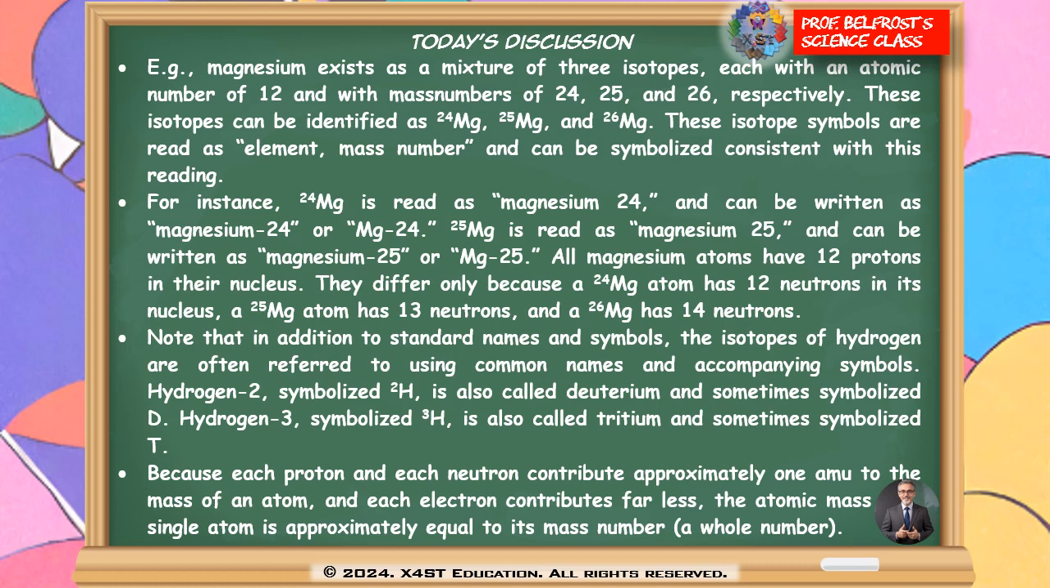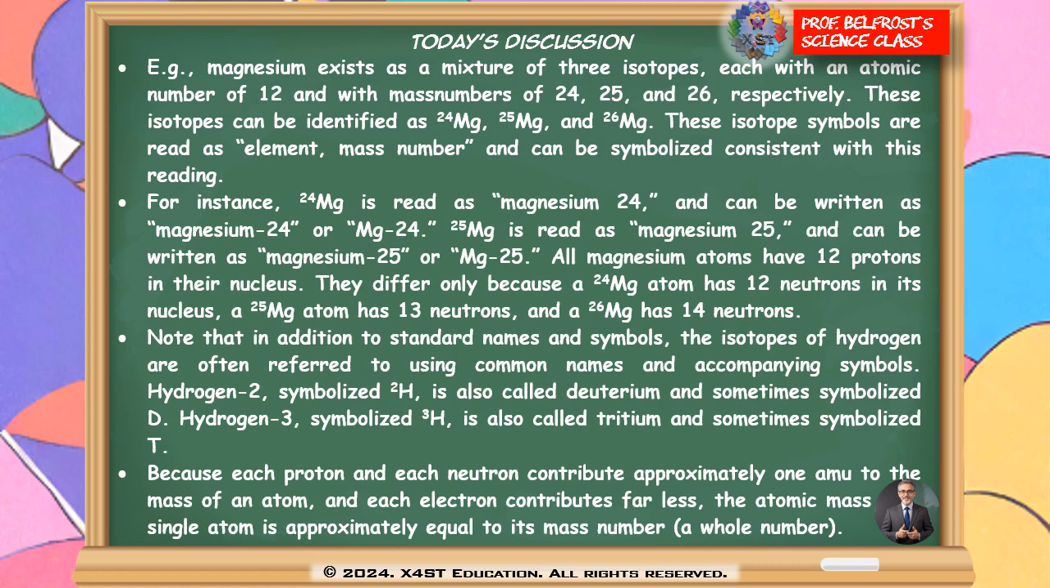For example, magnesium exists as a mixture of three isotopes, each with an atomic number of 12 and with mass numbers of 24, 25, and 26 respectively. These isotopes can be identified as magnesium-24, magnesium-25, and magnesium-26, with the mass numbers written as superscripts. Okay? And actually it's not read as that. It is read as magnesium 24, magnesium 25, and magnesium 26.